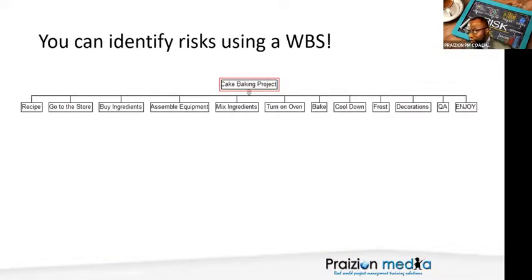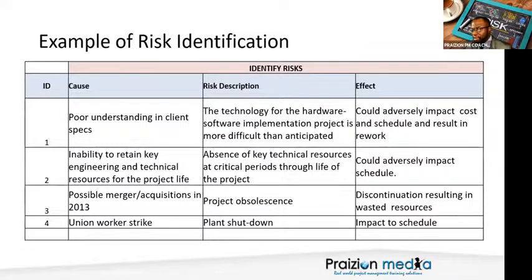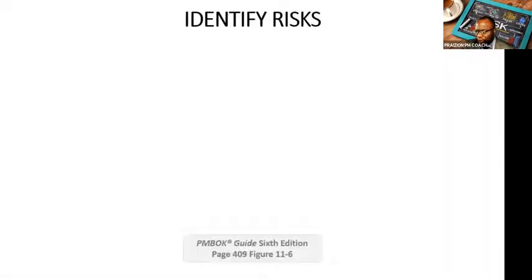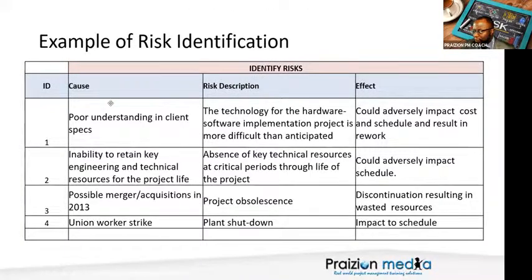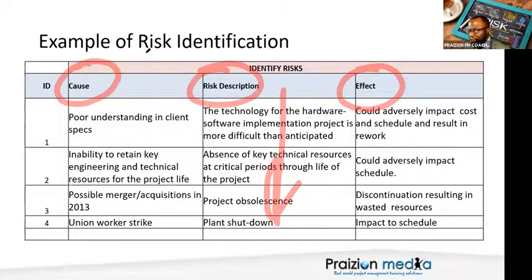Bear in mind, you can identify risks using a WBS. You can identify risks using a variety of methods we're going to take a look at. So go to page 409 and we'll soon hit the table that you're seeing there. But the beginnings of risk identification is this model: cause, risk, and effect. That is the model. If you've only identified the risks, you're not done. That's not enough, because if we know the root cause, we can attack many risks with a similar root cause.